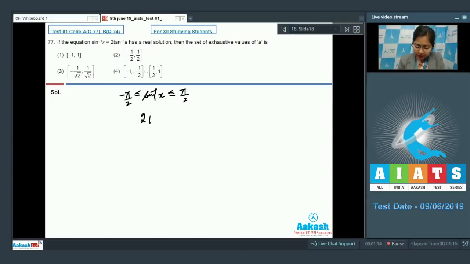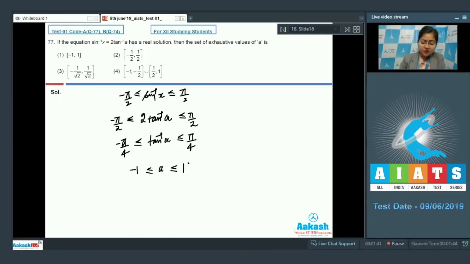So 2 into tan inverse a should also go from minus pi by 2 to pi by 2, because we want a real solution. That is, tan inverse a should go from minus pi by 4 up till pi by 4. That is, a should go from tan of minus pi by 4, that is minus 1, up till 1. So the set of exhaustive values of a will be minus 1 to 1. That is option number 1 is the correct answer.